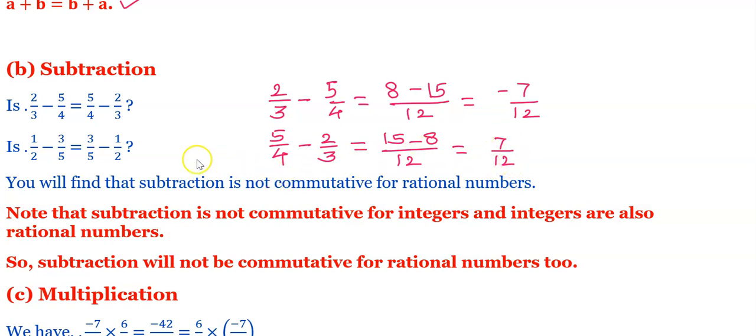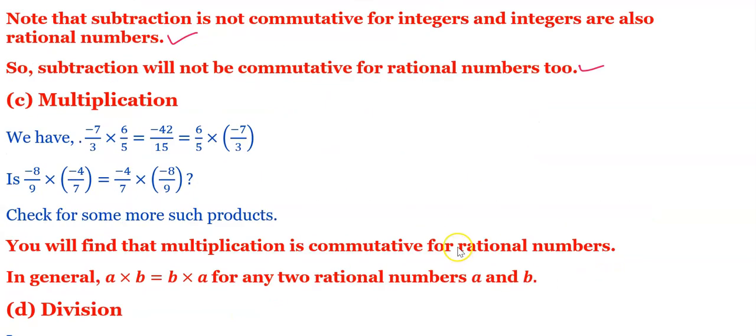Now these two are not equal. Therefore we will say that subtraction is not commutative for the integers, and the integers are also rational numbers, and therefore we will conclude that subtraction will not be commutative for the rational numbers too.